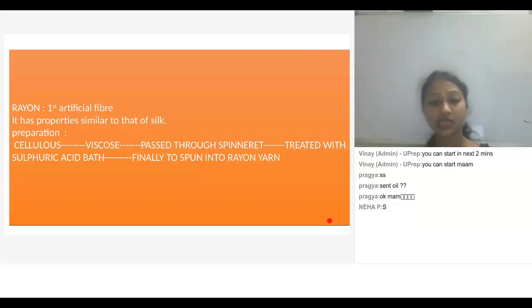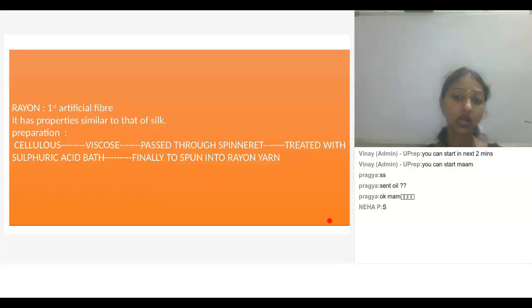So why is it considered the first artificial fiber? We have many examples according to your knowledge and your syllabus. Rayon is the first one; at the end of the 18th century we got rayon, and it has a property similar to silk. Not everyone can afford to buy silk material. Understood? So definitely we'll opt for rayon. Rayon has exactly a silk texture.